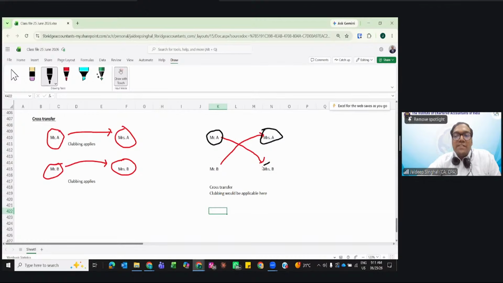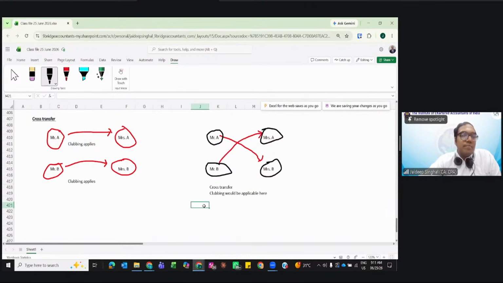See, cross transfers are somewhat difficult to find out. I will say cross transfers are somewhat difficult to find out for the assessing officer as well. But if they find out that there is a cross transfer, the taxes can be levied. The clubbing will apply.